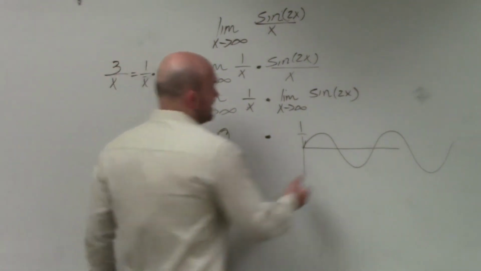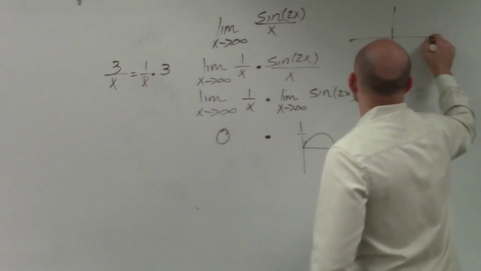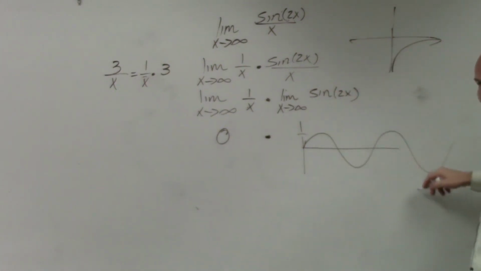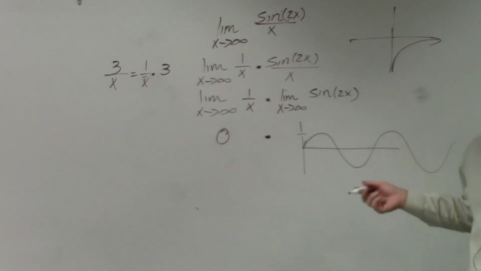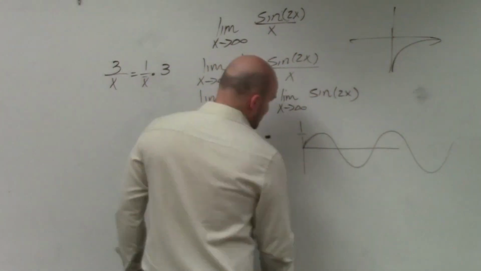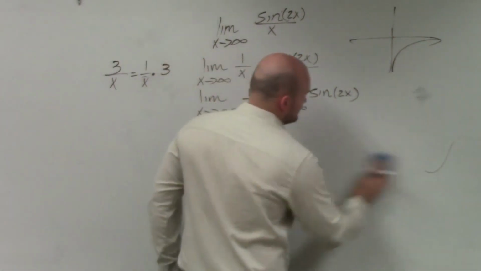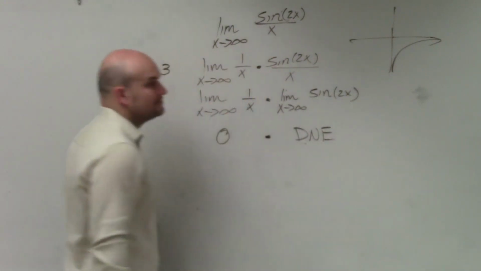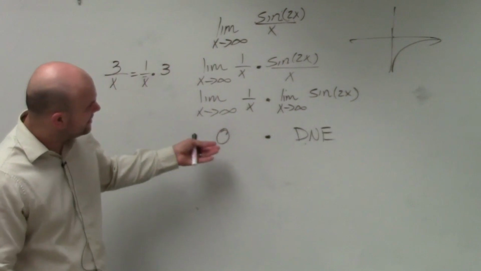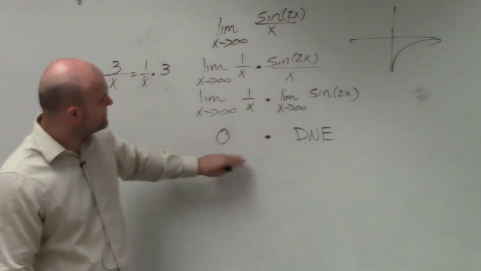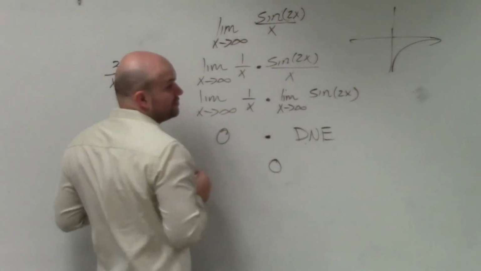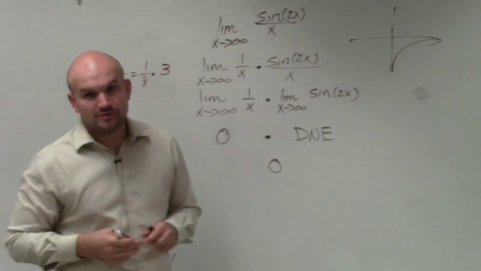Remember, asymptotes are like, if you think of this, it's approaching 0, but it's never going to get to 0. Is this approaching anything, or is it just bouncing up and down between 1 and negative 1? It's just bouncing up and down between 1 and negative 1, right? So the sine of 2x does not exist. However, in this case, we have 0 times does not exist, you guys will see that this function, when you graph it, is going to go to 0.